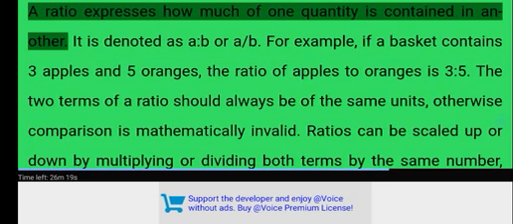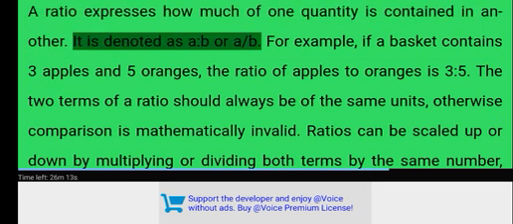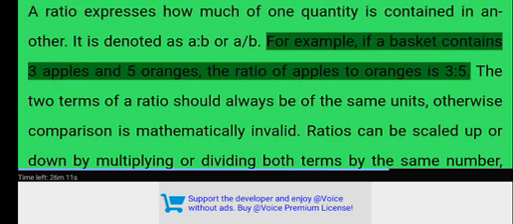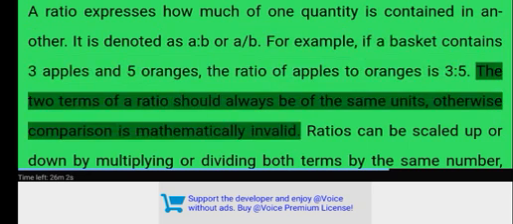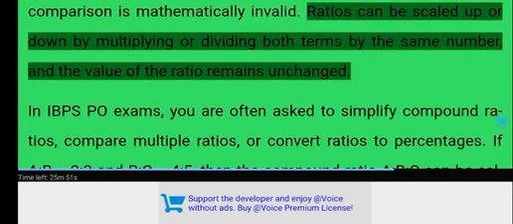A ratio expresses how much of one quantity is contained in another. It is denoted as A:B or A/B. For example, if a basket contains 3 apples and 5 oranges, the ratio of apples to oranges is 3:5. The two terms of a ratio should always be of the same units, otherwise comparison is mathematically invalid. Ratios can be scaled up or down by multiplying or dividing both terms by the same number, and the value of the ratio remains unchanged.